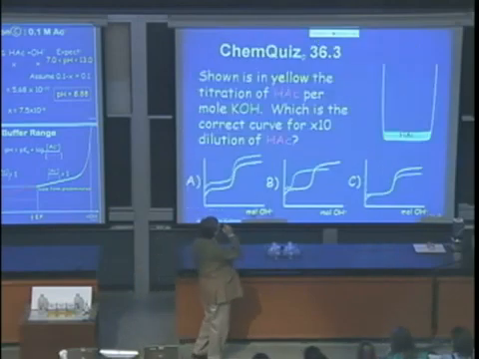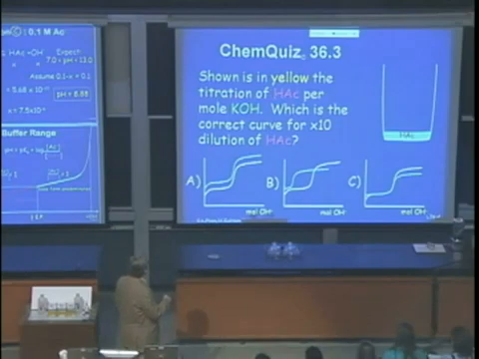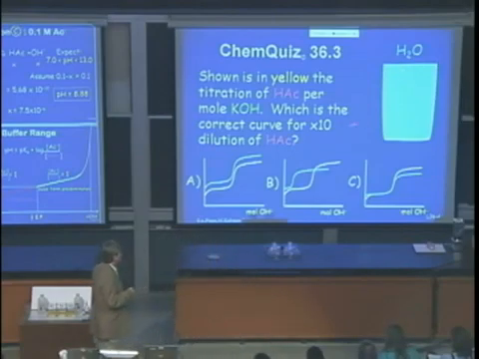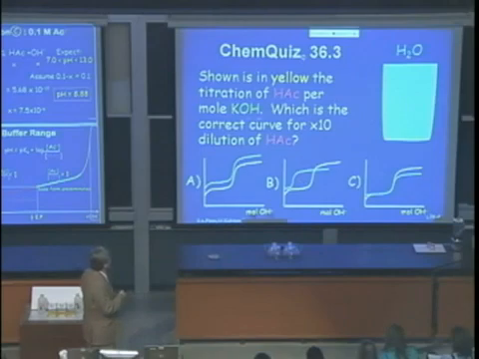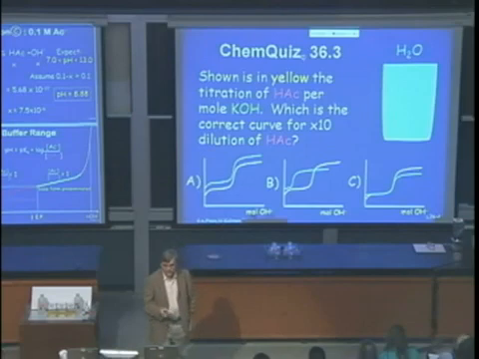Now let's kick it up one notch. We now have a weak acid, and we titrate it with a strong base. This is my initial curve here, the yellow curve. Now I dilute it by a factor of 10, and I titrate with the same concentration of KOH. How would that curve look? Would it look like A, B, or C? Think about it and give me your answer, please.